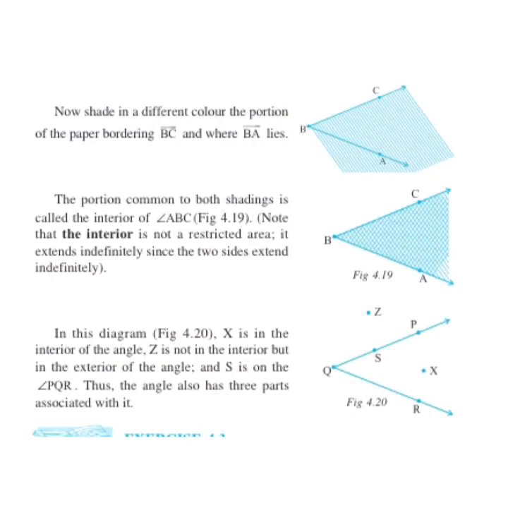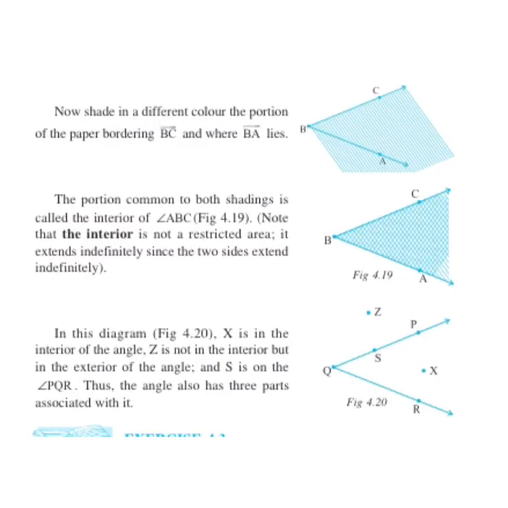Children, this interior of angle ABC is not a restricted area because the angle ABC is formed by two rays, that is ray BC and ray BA, which can be extended indefinitely since the two sides extend indefinitely.